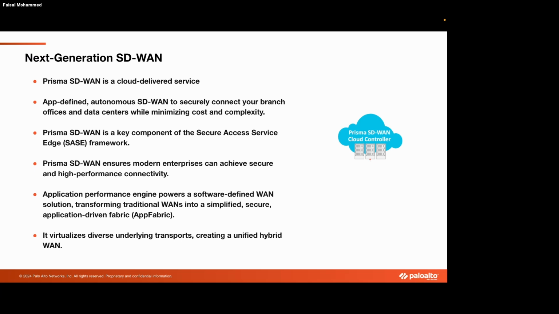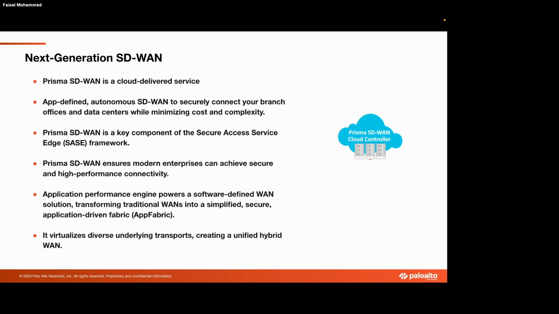Prisma SD-WAN is a key component of the SASE framework, along with Prisma Access. Prisma SD-WAN ensures the modern enterprise can achieve secure and high-performance connectivity. The application performance engine powers the software-defined WAN solution, transforming traditional WANs into a simplified, secure, app-driven fabric.